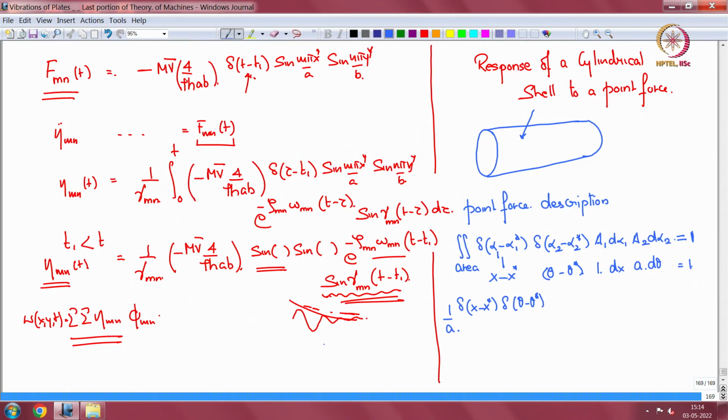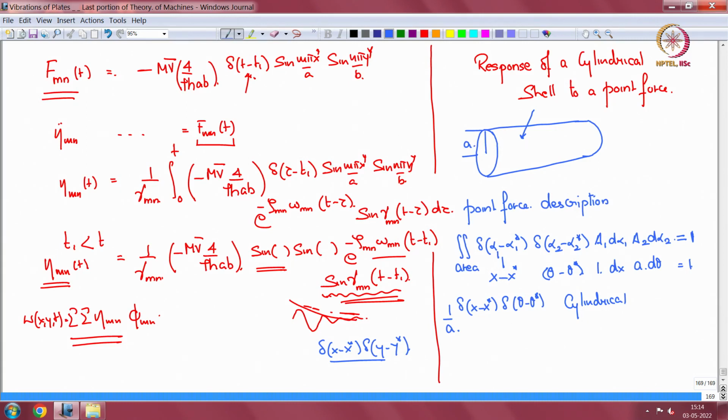In rectangular coordinates it was delta x minus x star, delta y minus y star. Okay, but in cylindrical coordinates it is this, where a is the radius. Okay, so that is the first point.